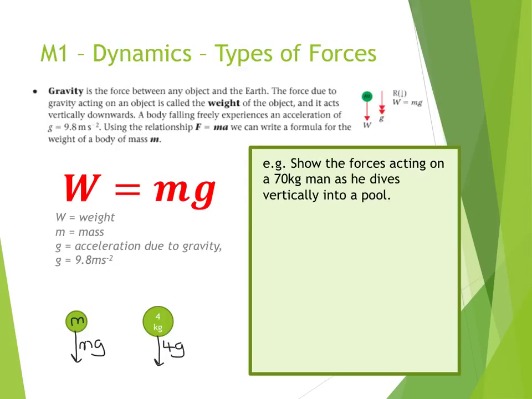Now you can see here it's immediately very easy to get confused between 4g, which means a weight of 4g, as opposed to 4 grams. So try and get that into your head now, that when you see 4g on a diagram, that means the weight 4 times acceleration due to gravity. As an example, if we're asked to show the forces acting on a 70 kilogram man as he dives into a pool, here's the 70 kilogram man with very little detail, and downwards would be 70g.